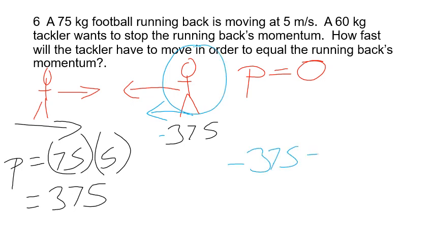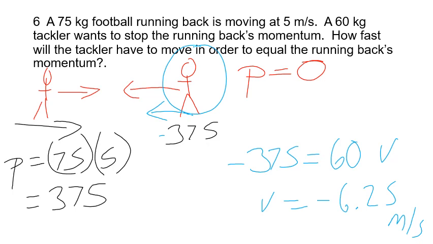So, how much momentum does this person have to have? Got to have negative 375. We know their mass is 60. What would their velocity have to be in order to get that much momentum to match the ball carrier? The tackler's velocity would have to be negative 6.25 meters per second. Now you'll notice the running back was going 5, was going slower. So the tackler has to run faster because they have less mass in order to have an equal momentum to the running back.